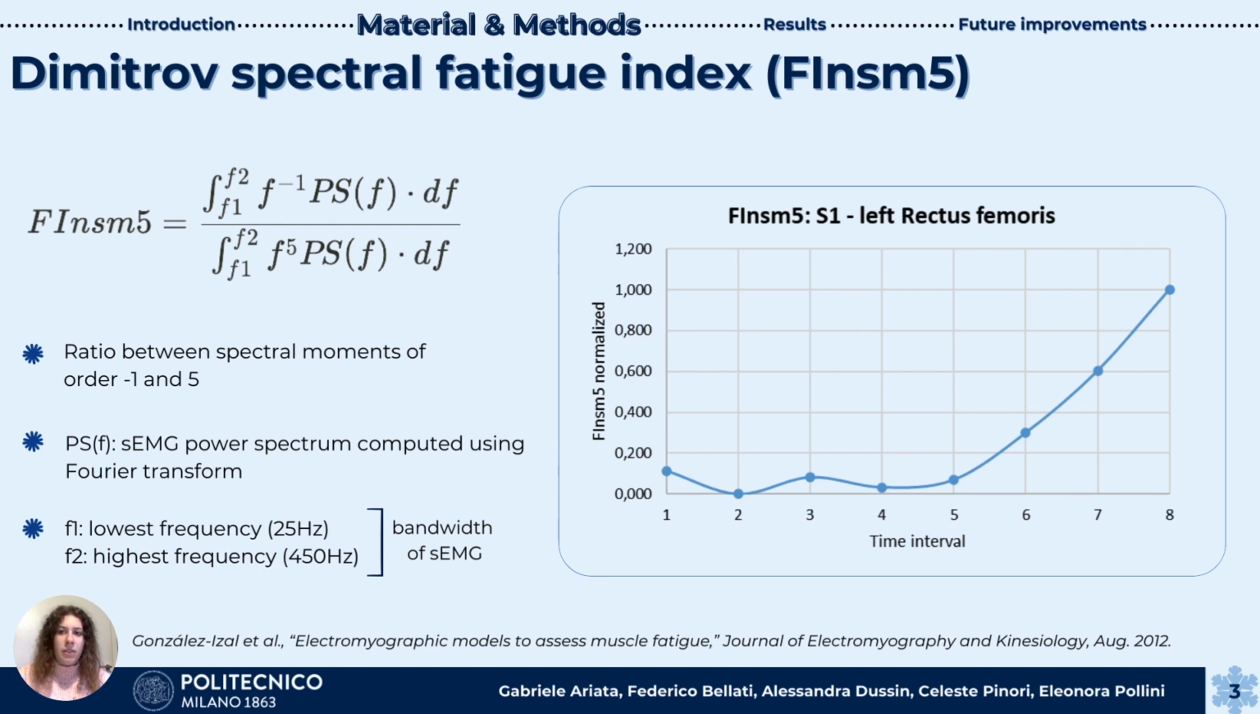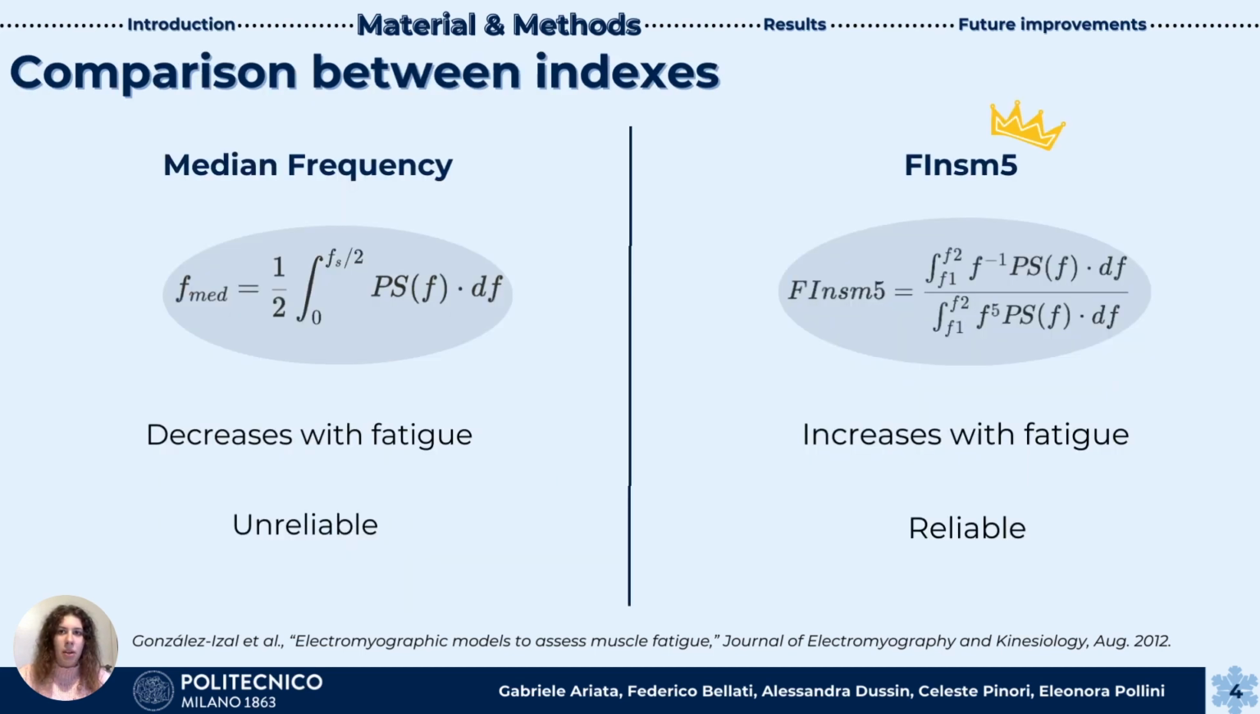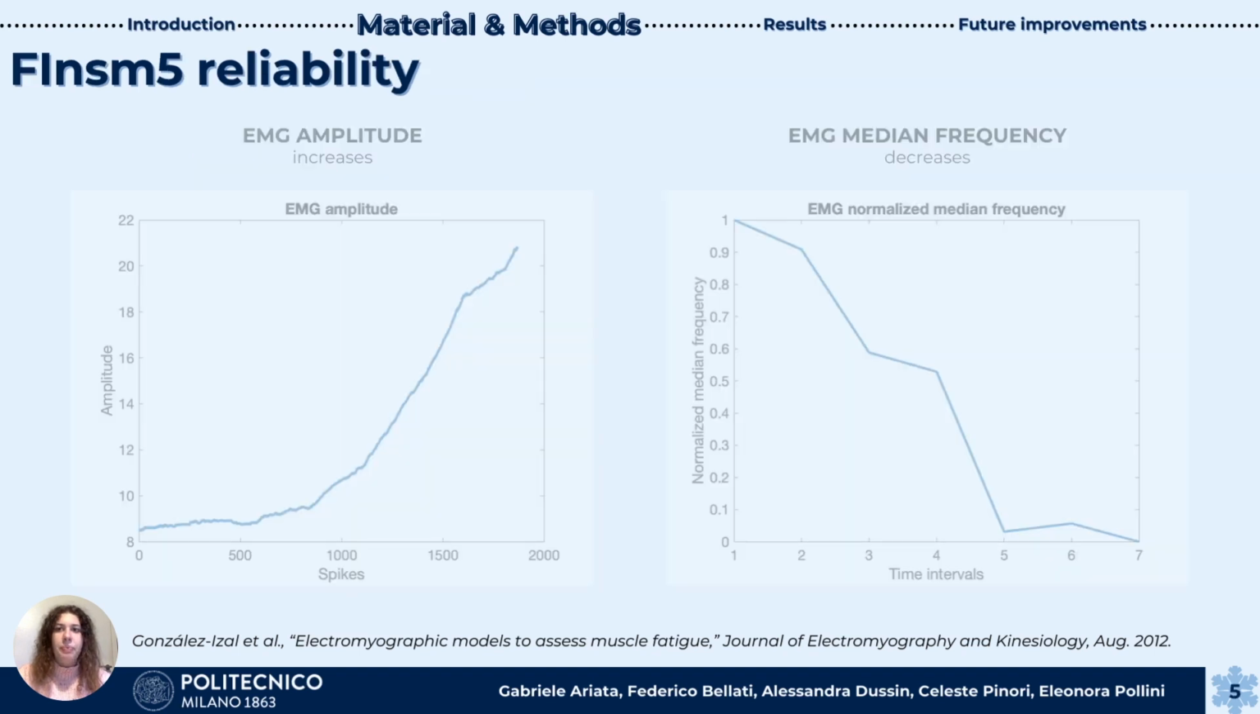From literature, we have discovered that our index must increase with muscle fatigue, and we obtained the correct result, as shown in the example. We compared our index with the medium frequency index, which is largely used for isometric exercises. The medium frequency should decrease with muscle fatigue, but it is not very reliable because it can be affected by the increasing of the resistance applied to the pedals and by the heating of the muscles during the exercise.